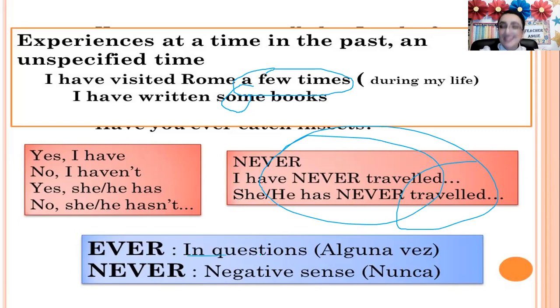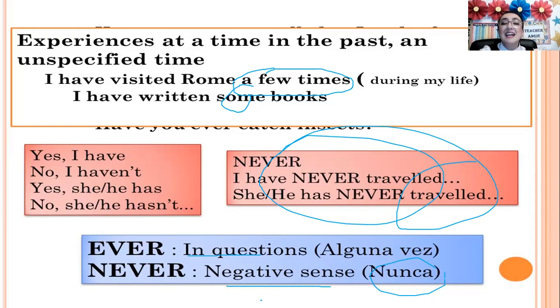In questions, alguna vez. Never. Tiene un sentido negativo, nunca. Y como ya está diciendo que no, por eso es que lo usas en cuestiones afirmativas. I have never written a book. Nunca he escrito un libro. No puedo decir, I have not never written a book. Yo nunca no he escrito un libro. No, that is not possible. Okay. Never ever. Nunca, nunca, nunca, jamás de los nunca.